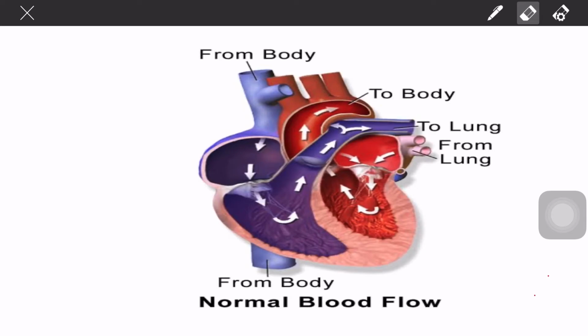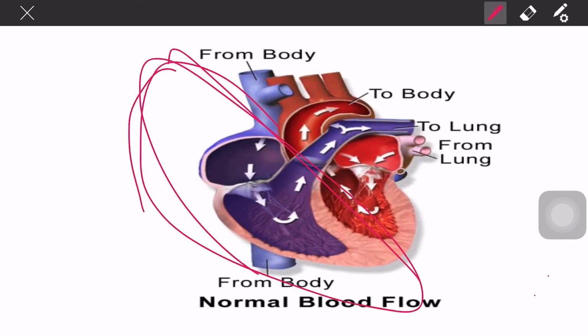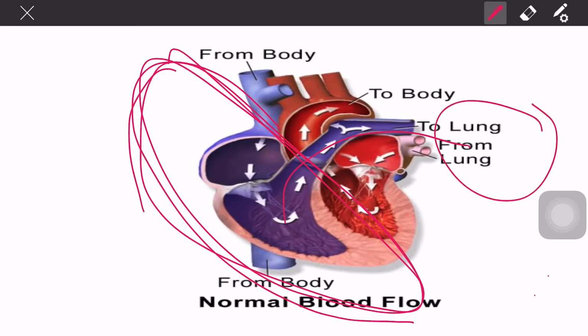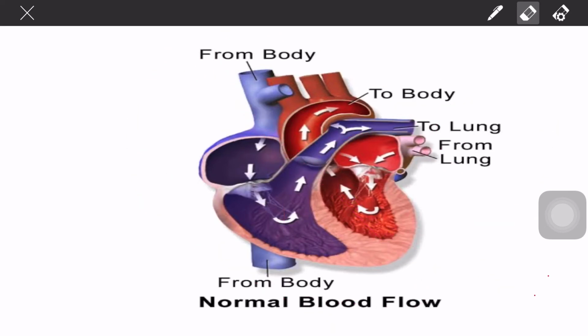So let's start. Always remember that the pathway of the blood entering the right side of the heart to the lungs for oxygenation is called pulmonary circulation. And the pathway of the oxygenated blood, once the blood is oxygenated from the lungs, it will travel through the pulmonary veins to the left side of the heart. It's called systemic circulation. Okay, so let's start.